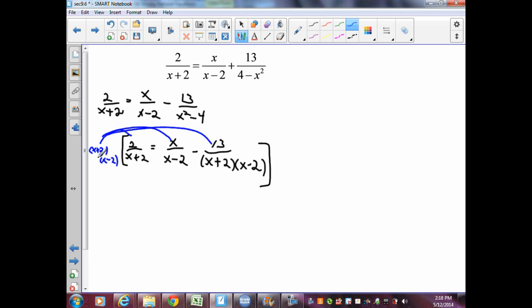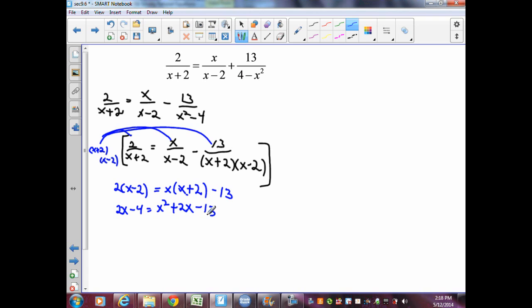So the product of x plus 2, x minus 2. My first term, x plus 2 will cancel, and I'll be left with 2 times x minus 2 equals, this term, the x minus 2 will cancel, and I'll have x times x plus 2. And my last term, the x plus 2 and x minus 2 will cancel out altogether, leaving me with a negative 13. Now I'll distribute, which will give me 2x minus 4 equals x squared plus 2x minus 13.